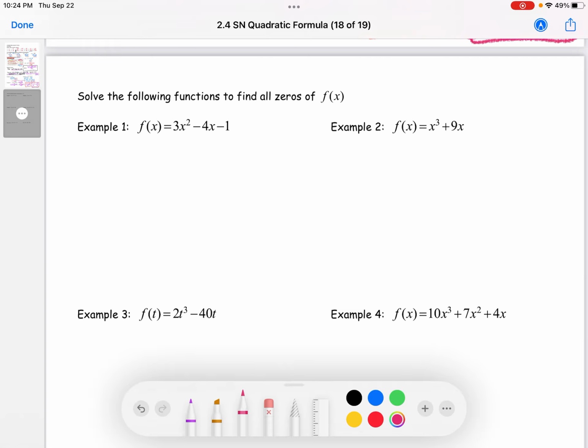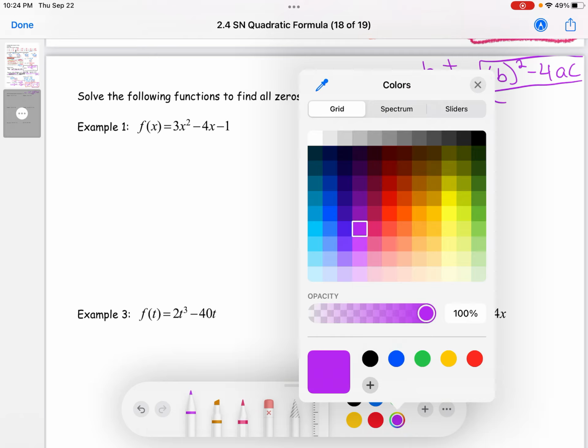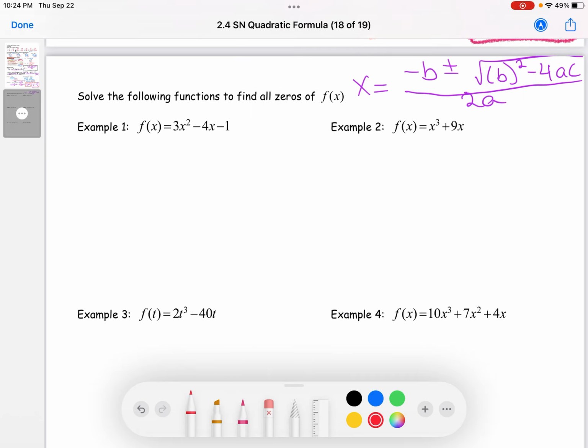And let's find these zeros. Okay, let's find these zeros. If you want that quadratic formula on this page, x equals negative b plus or minus square root of, put the b in parentheses, put the square on the outside, minus 4ac, all of that's under the radical, then both of these terms get divided by 2a.